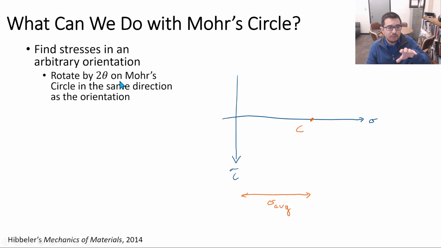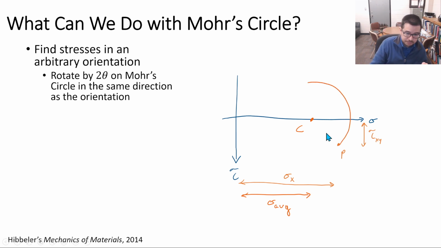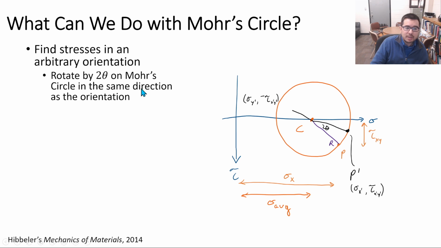So if a material element rotates 45 degrees, then on Mohr's circle, it goes 90 degrees. If a material element rotates minus 5 degrees, then on Mohr's circle, it goes minus 10 degrees. Okay? So Mohr's circle is useful for figuring out a stress in an arbitrary orientation.